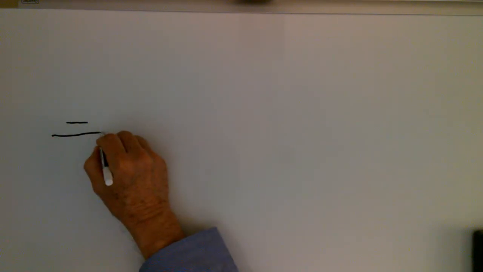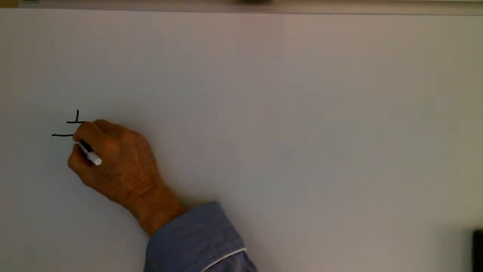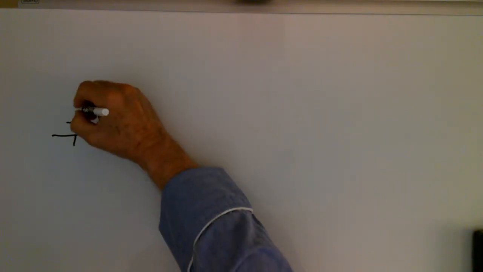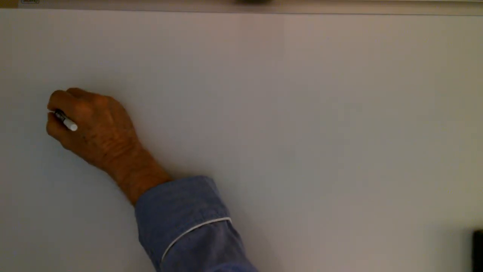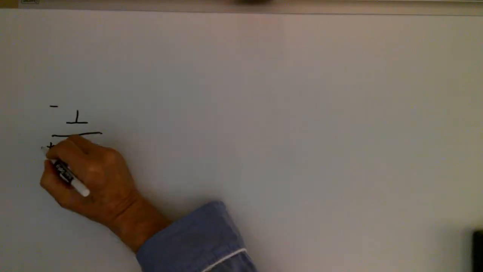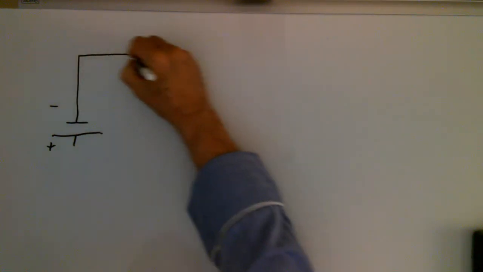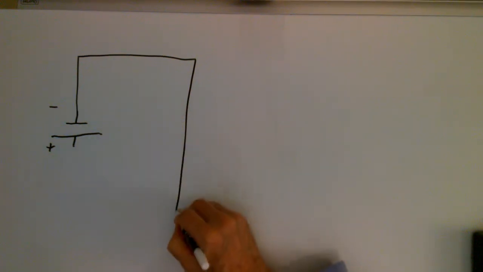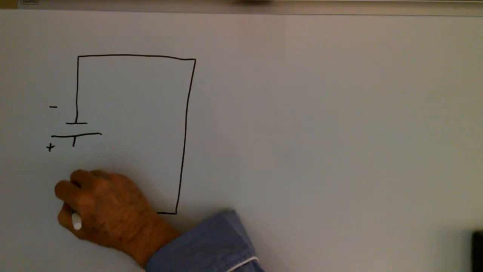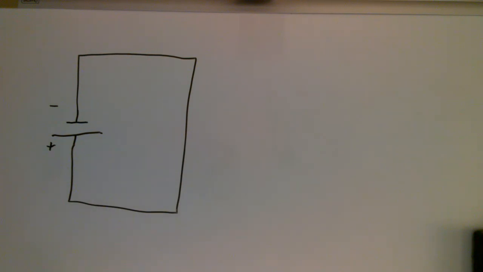We all know what this is, right? A simple battery, or a power supply, whichever you like to call it. Short plate is negative, long plate is positive. Electrons travel from the negative side to the positive side if you have a conductor in place. So let's put a conductor in place. All right, we have a complete circuit.